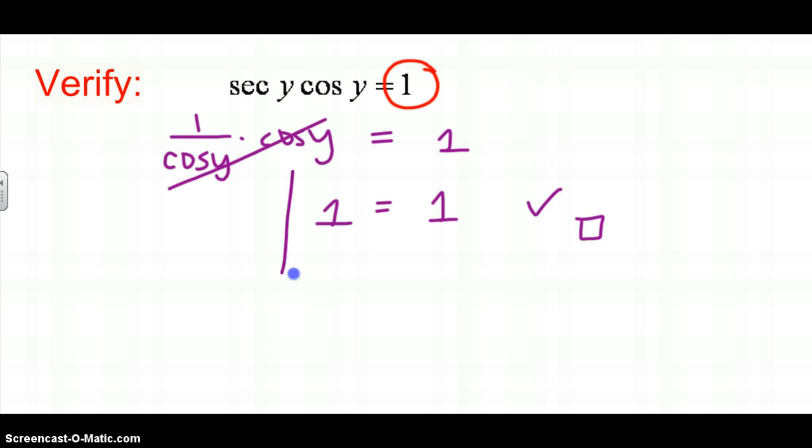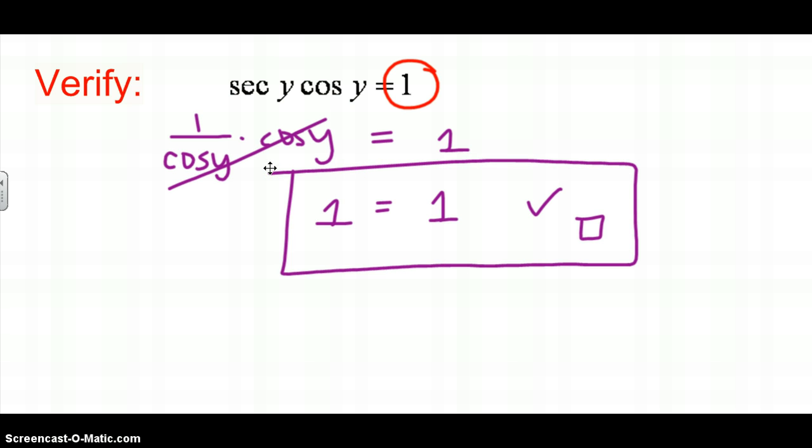Final answer. On a test or a quiz, you need to write left side equals right side, and it needs to be in exact matching form. If you want to, put a little check mark by it to show that you're done. You can also put this little proof box. That means I have completed and I have shown what I need to show.